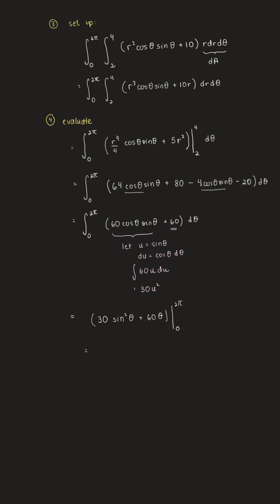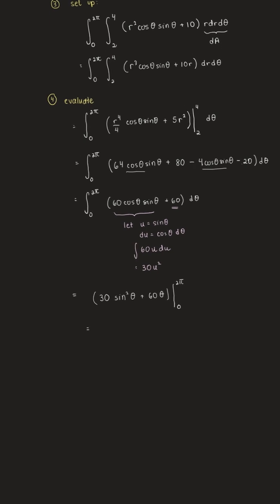When we put 2 pi in place of theta, sine of 2 pi is 0, so the first term will give us a 0, and we'll have 60 times 2 pi, and then we subtract what we get when we put in 0. Sine of 0 is 0, 60 times 0 is 0, so our answer will be 120 pi. And that is the value of our integral, which in this case represents the volume beneath our surface and within the annulus, the area between the two circles.